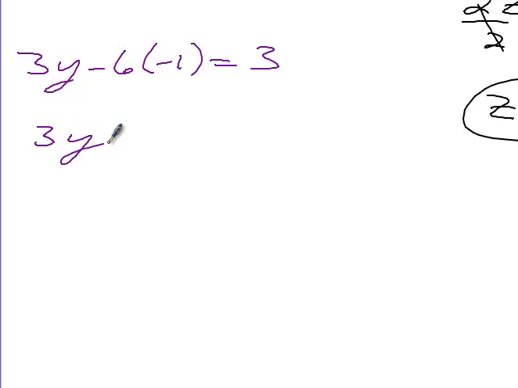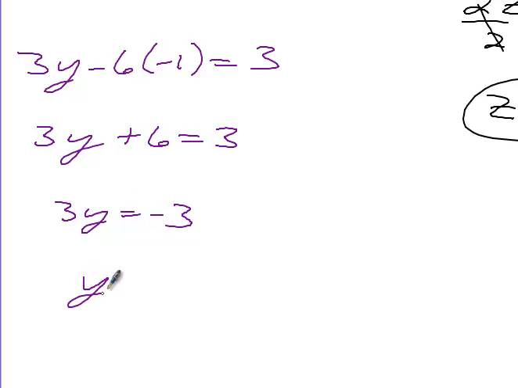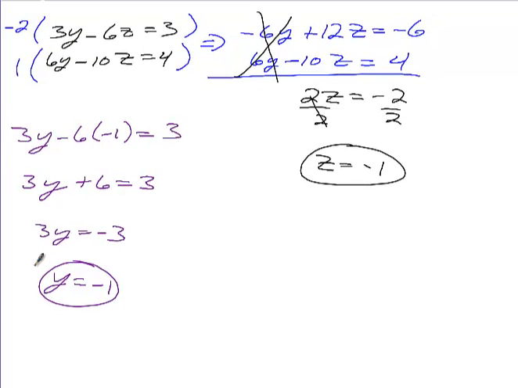So I'm going to plug in what I know. Multiply in order to simplify. -6 times -1 is +6. How do I get y by itself? So I get 3y equals -3. And then how do I get y by itself? Divide by 3. So what's y equal to? -1. Okay, so far I have y equals -1, z equals -1.